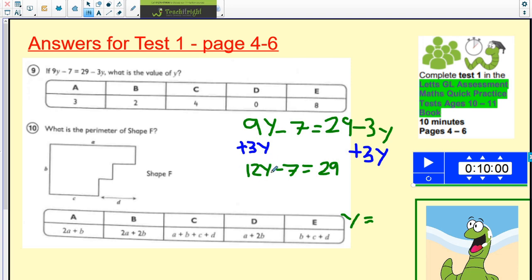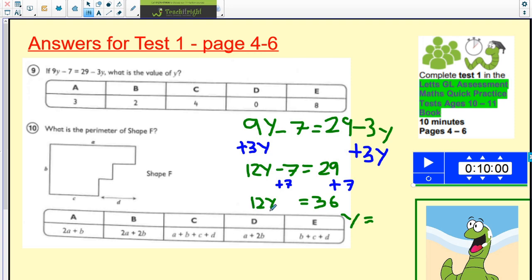Well, I still want y on its own, so I'm going to move the minus 7. So I'm going to do the opposite of minus 7, which is plus 7 to both sides. And that means now I've got 12y still, that doesn't change. Minus 7 plus 7 just disappears. There's my equal sign. And now I've got 29 plus 7, which equals 36.